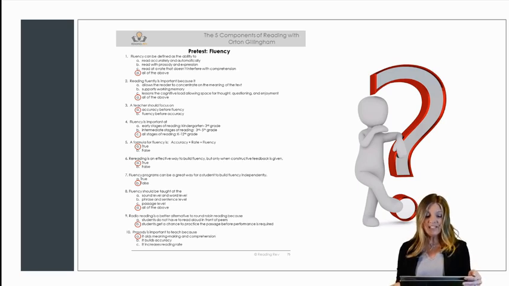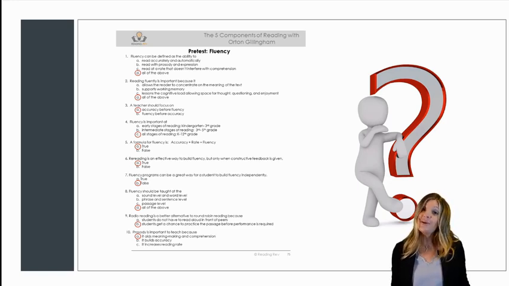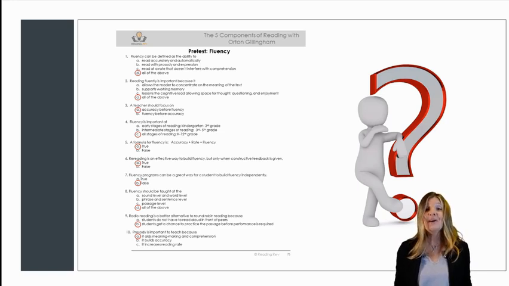Number 8, fluency should be taught at the sound, word, phrase, sentence, passage level. All of the above, especially if a student is struggling. Obviously, if they're not struggling, you don't need to go back to those primary ways, but if they're struggling, you definitely do.